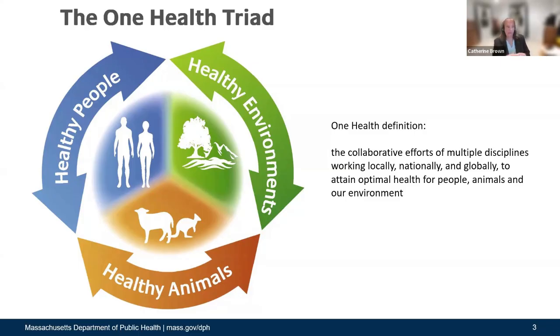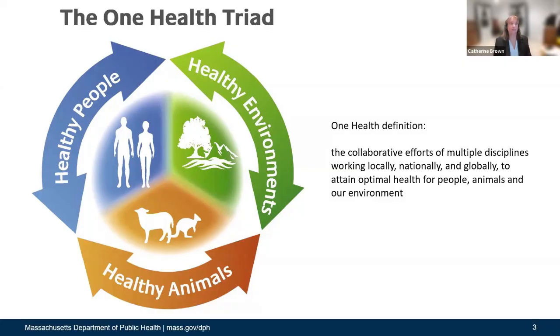Fundamentally, One Health is an acknowledgement and an understanding that the health of people is linked to the health of animals, is linked to the health of the environment, is linked back to the health of people. We all live in the same environments together, and the health of all three of these parts of the world that we live in are interconnected.